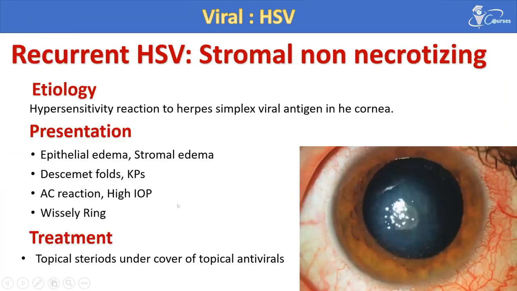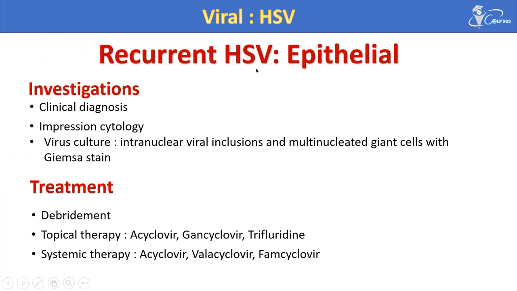So it is a clinical diagnosis mainly, but if you are in doubt, you can order investigations. So what are the investigations? You can check impression cytology and viral culture. For viral culture, you take a specimen and culture for this virus. You don't do it on classic agars, but they have a specific way for culturing.